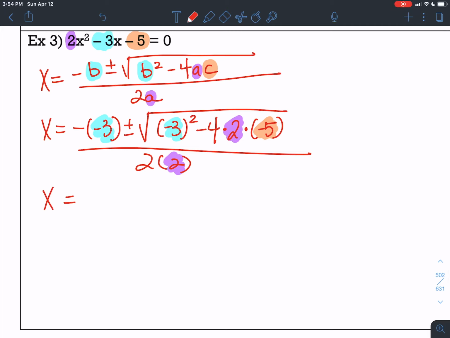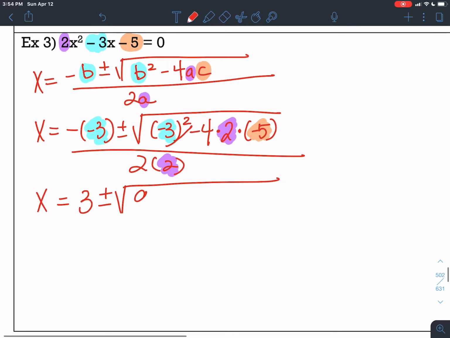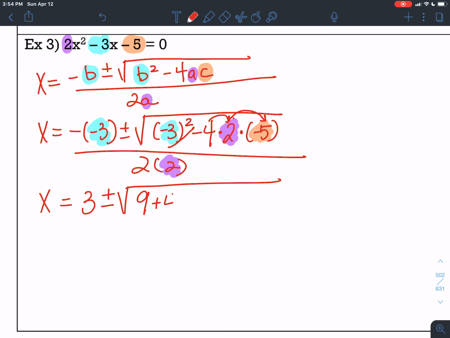X equals negative negative 3 plus or minus square root of negative 3 squared. Negative 3 times negative 3 is 9, minus 4 times 2, which is 8, times negative 5, which will give me positive 40, all divided by 2 times 2, which is 4. Let me go ahead and simplify what's on the inside of that radical.